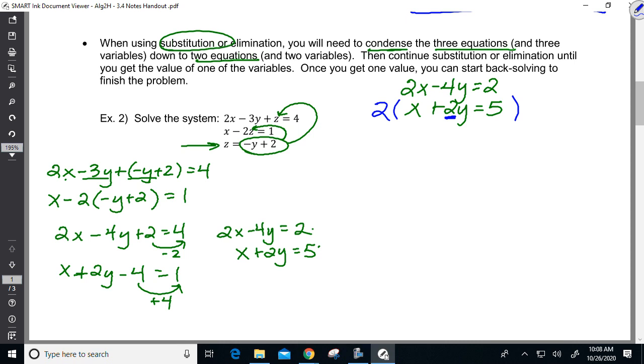What if I did times 2 on the top and times 4 on the bottom? You can if you want to. That's fine.